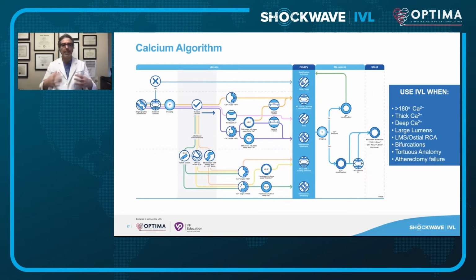I think a very easy thing to remember is, hey, when should I use IVL? Well, on imaging, it's greater than 180 degrees of calcification, and or it's thick, and or it's deep, and if there's a sufficient lumen to advance a balloon. Additional characteristics would be left main or ostial right coronary arteries, bifurcations, tortuous anatomy where atherectomy may not be favored. And finally, if you tried atherectomy and you followed with a non-compliant balloon and there was still under-expansion of your balloon, that's when you have to bail out for IVL.